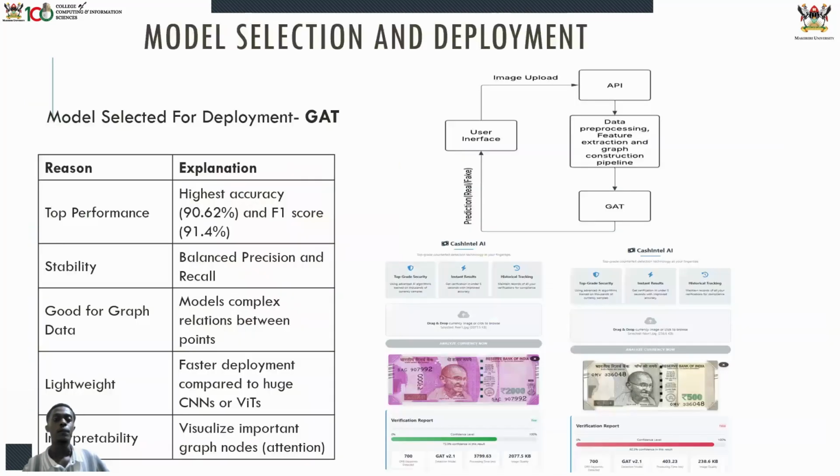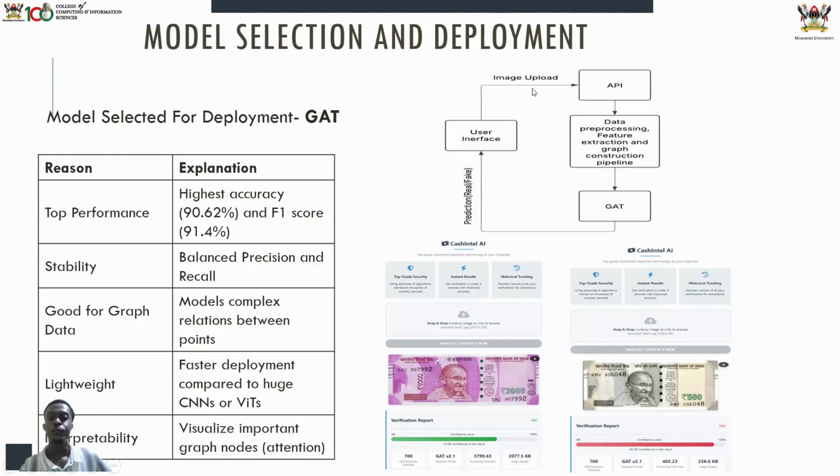Why we chose the GAT is simply because it obtained the top performance, then the stability, that is the balance of precision and recall. Then also fast inference, since it was a light model compared to the heavy CNNs and the ViTs. Then also the visual attention as well.